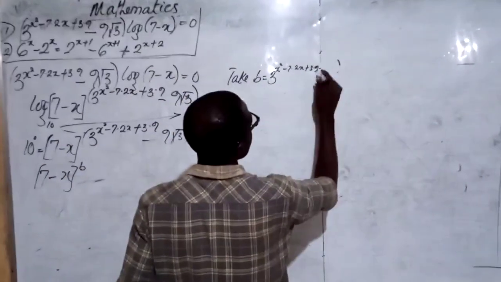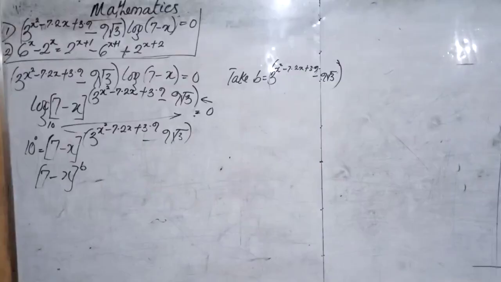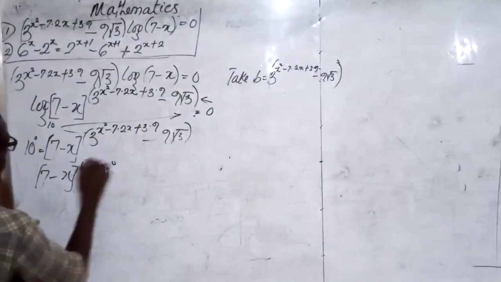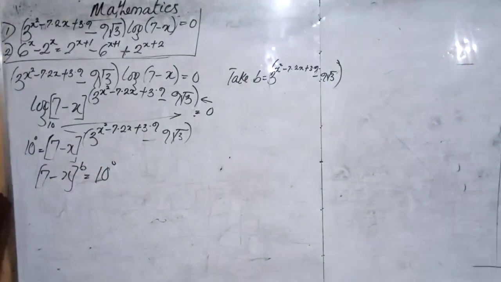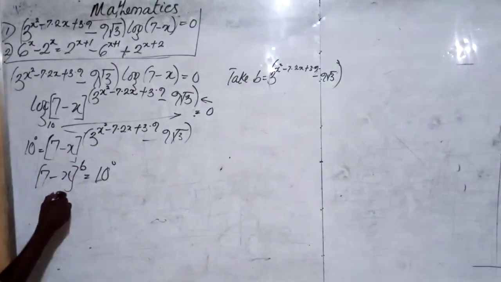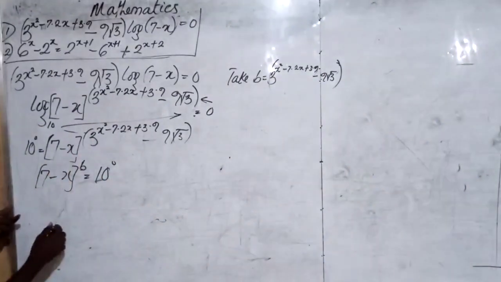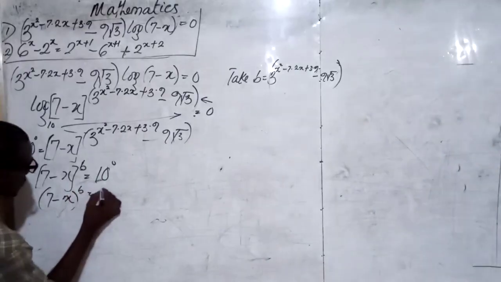Now, minus 9 root 3. All right. So, raised to the power b. Okay, so it's equal to 10 raised to the power 0. And what's 10 raised to the power 0? Any number raised to the power 0 is 1. So we now have, any number raised to the power 0 is 1, right? So we have 7 minus x raised to the power b is equal to 1.